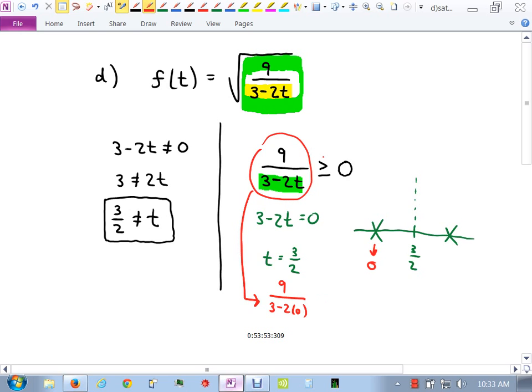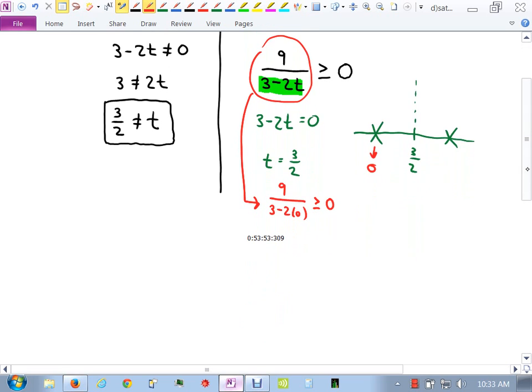So I need to write the rest of this down. I'm going to scroll up. If I plug 0 in, I get that whole thing up there becomes 3 is what? 3 is greater than or equal to 0, right? Is that true? Okay, so I'm going to put a check mark over here.